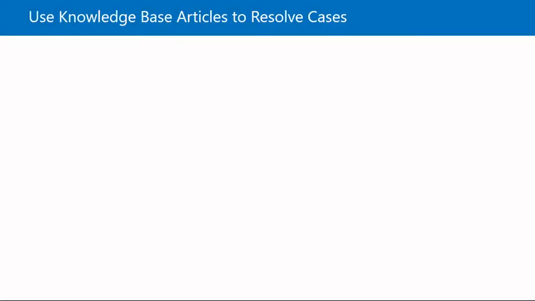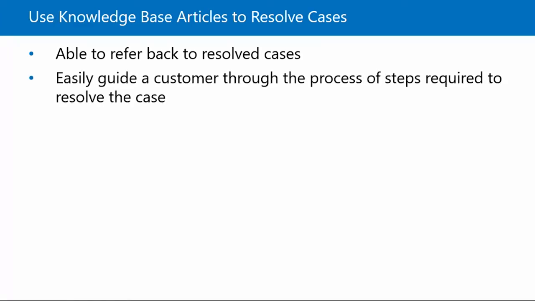Following the example in the last lesson of attaching a knowledge base article to a case, we'll now explore how that helps resolve cases. There are a few reasons why we choose to attach a knowledge base article to a case. One reason would be to easily refer back to it as necessary. If you attach an article to a case, you can easily guide the customer through the steps that are required to resolve the issue.